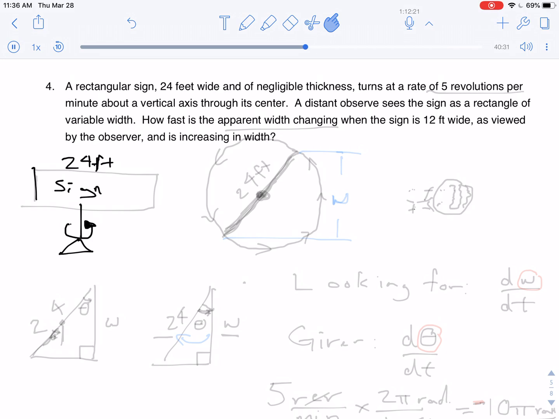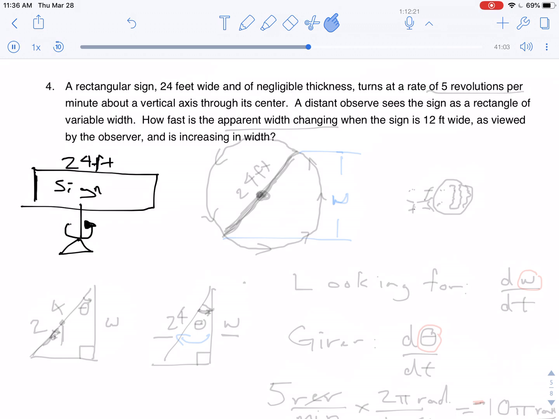Okay. All right, so my rectangular sign is that. And it is spinning, but we are actually viewing this thing. We are trying to think of the apparent width. So as we spin this thing around, the width here will get smaller and smaller and smaller. Whoops, I got rid of stuff I didn't want to get rid of. So making it smaller and smaller.